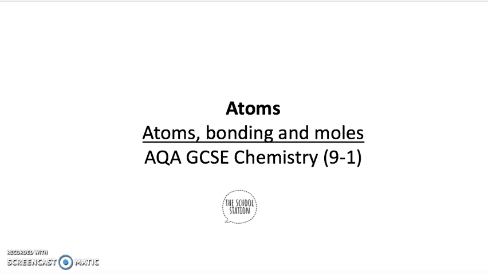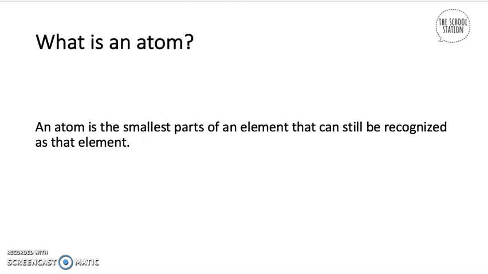First of all, we actually have to think about what an atom is. An atom is the smallest part of an element that can still be recognized as that element. So basically, an atom is the smallest part of all matter. It's basically the smallest thing that you will find. And if we have the same type of atom, it will make up an element.